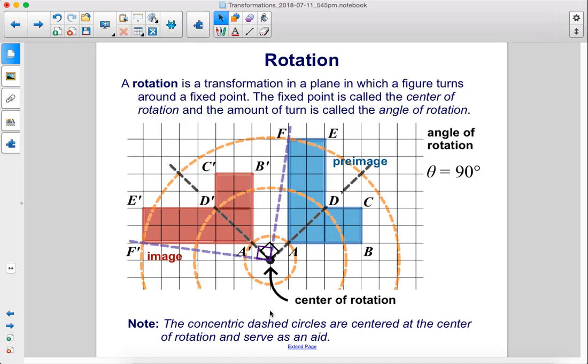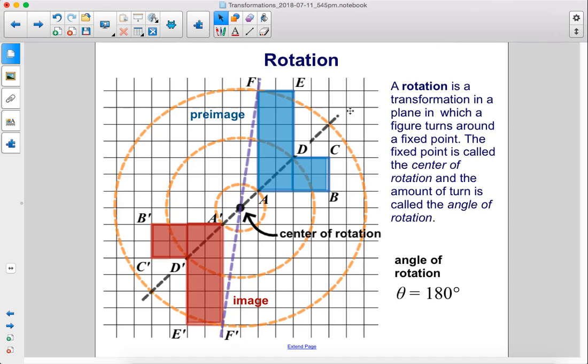The concentric dashed circles are centered at the center of rotation and serve as an aid. So here we have the pre-image, we rotate it 90 degrees to the left like that, and now the image is on its side here in red.